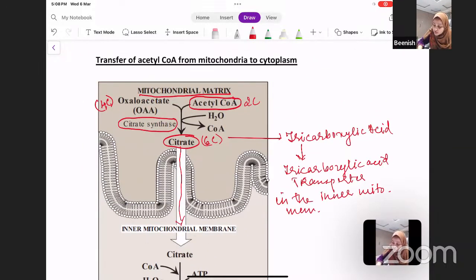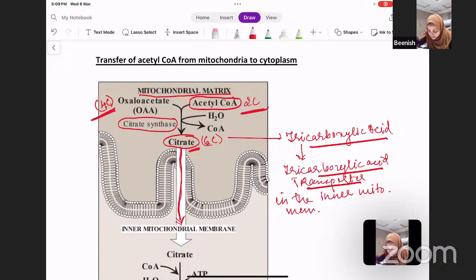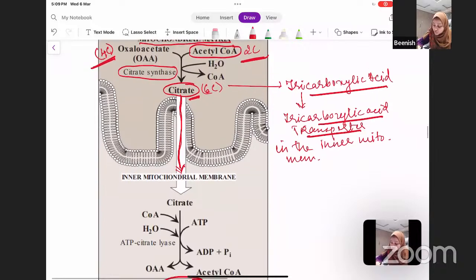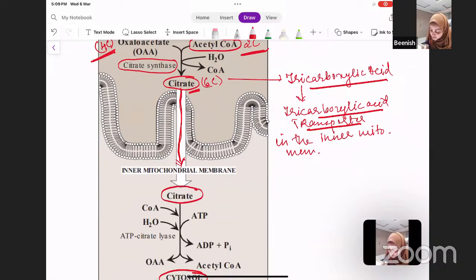Easy. Your 2-carbon acetyl-CoA combines with 4-carbon oxaloacetate to form 6-carbon citrate. This citrate is a tricarboxylic acid, and it has a tricarboxylic acid transporter present in the inner mitochondrial membrane. The outer mitochondrial membrane is almost permeable to all compounds, including acetyl-CoA. So this citrate travels here; the inner mitochondrial membrane is bypassed via this transporter, and now the citrate reaches the cytosol.